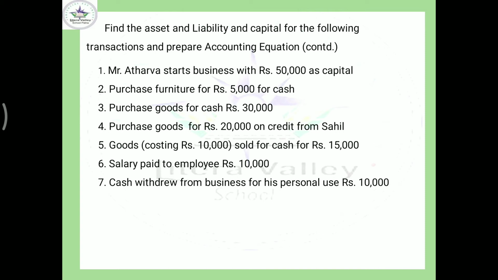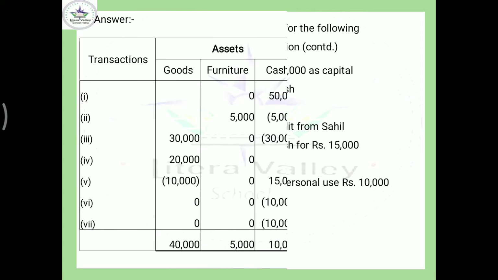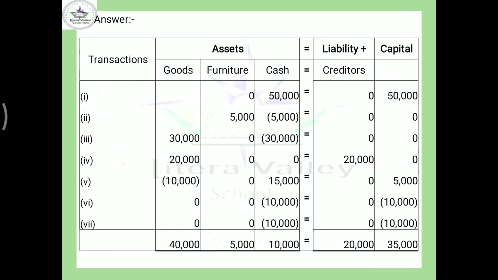Actually I gave you this equation in my last video, and I told you to prepare accounting equation verification and explanation. For that one I am doing it here. Okay, so look at it. Now it is your accounting equation. You can see that the net balance of goods is 40,000. I told you that any negative amount should be given in brackets. Furniture balance is 5,000. Cash left with the business is 10,000.